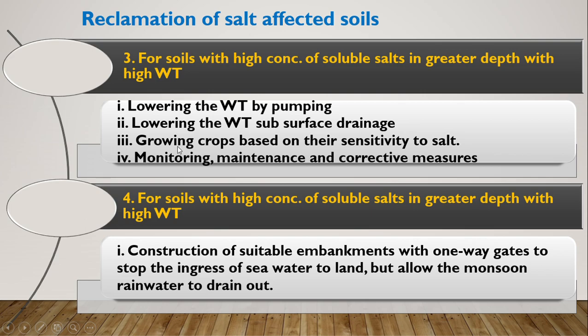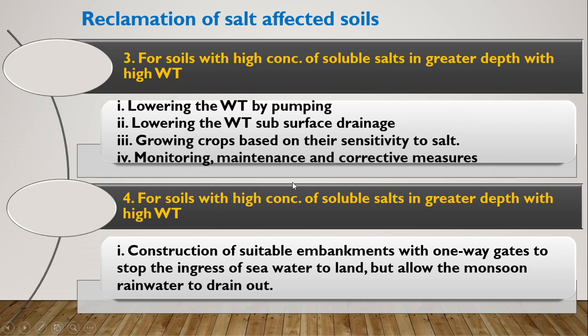We can grow crops based on their sensitivity to salt. When there is much salt in the soil, we have to grow plants which are not sensitive to salt. Very tolerant crops have to be grown in such areas. Monitoring, maintenance and corrective measures can be done. So these are the methods by which we can remove the salt from this kind of soils.